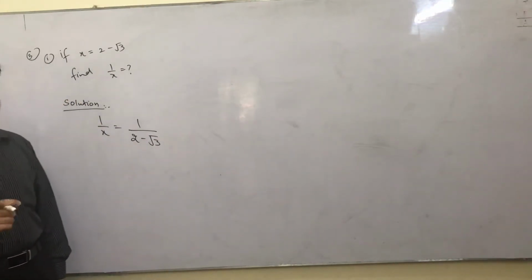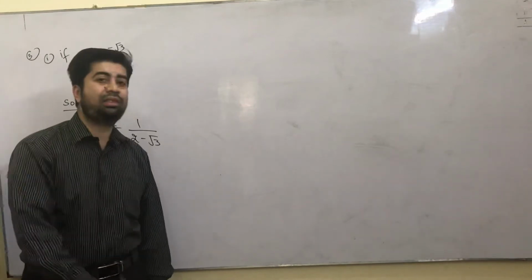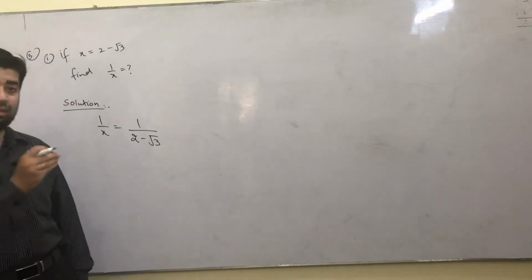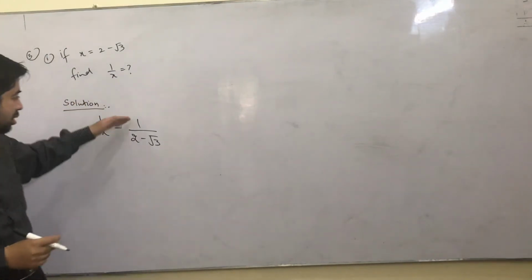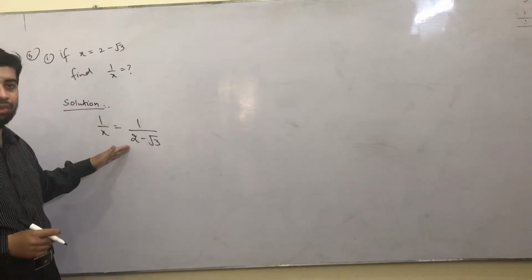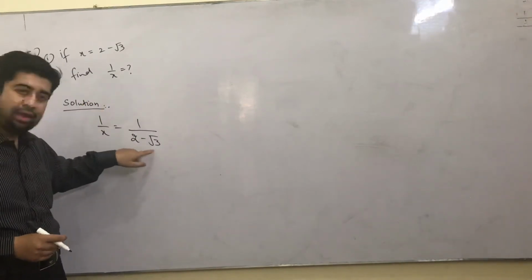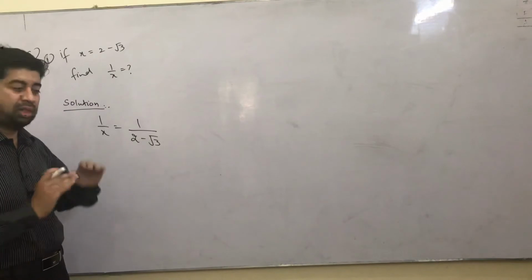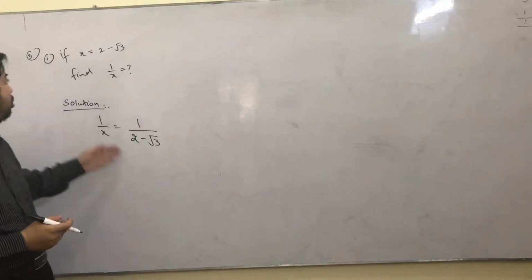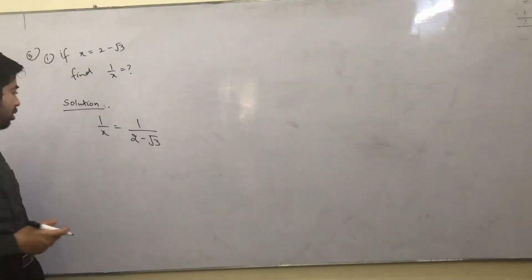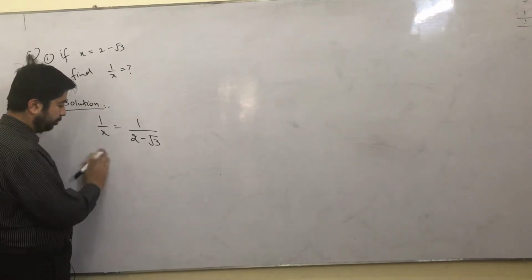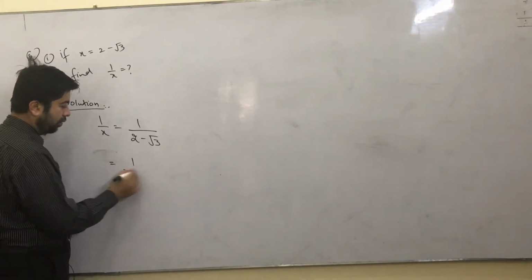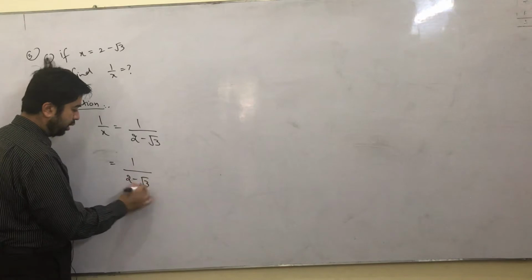Because according to the rule, we just have to rationalize the denominator, whether he is saying it or not. This is not the acceptable situation. That denominator contains an irrational part. You must have to solve it. Also, he is not saying this thing, so you have to solve it. 1 over 2 minus square root 3.